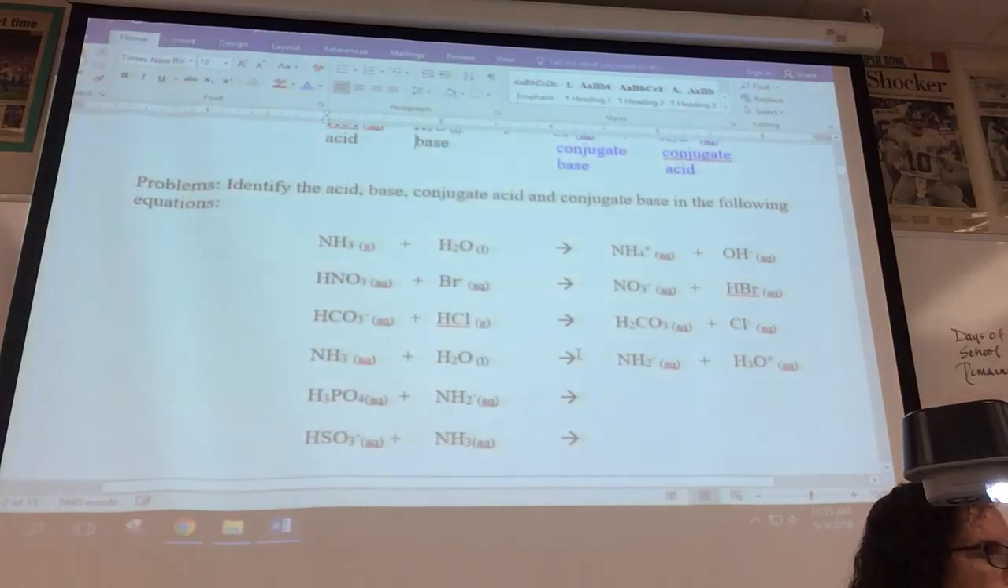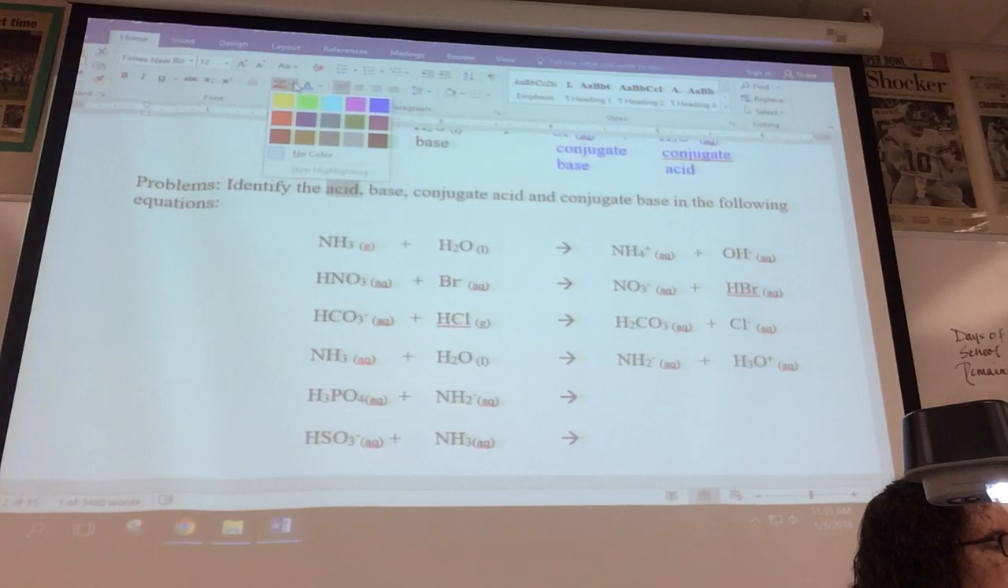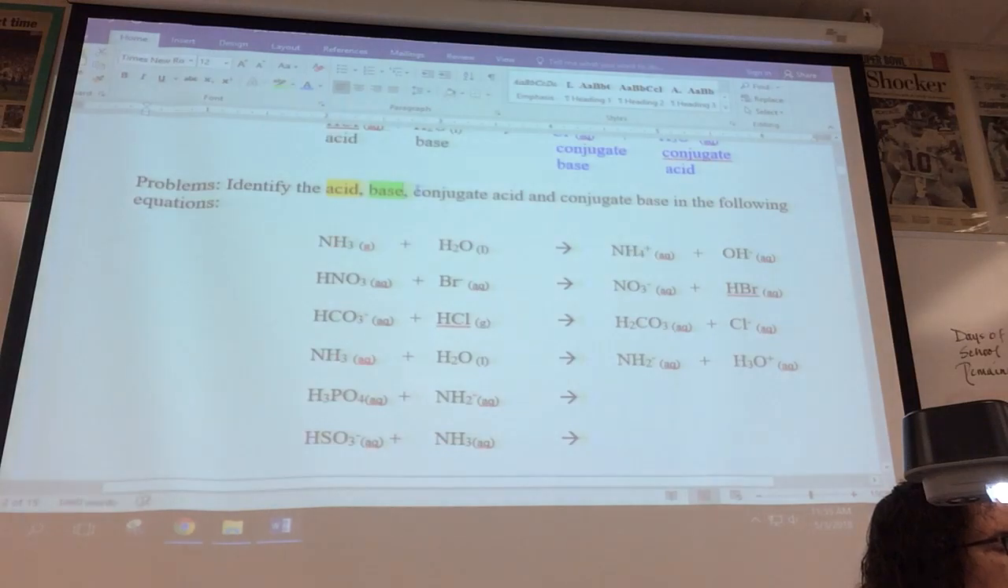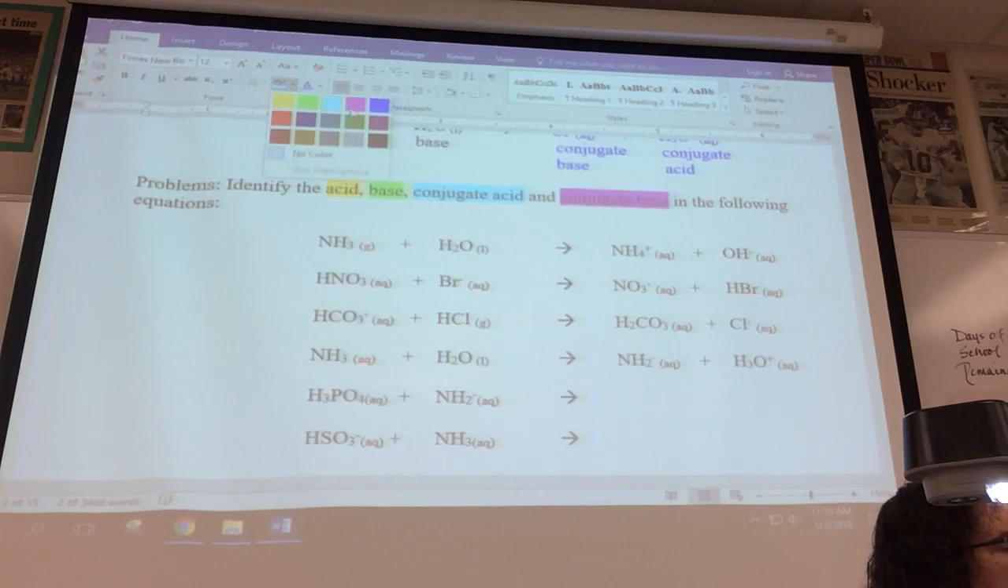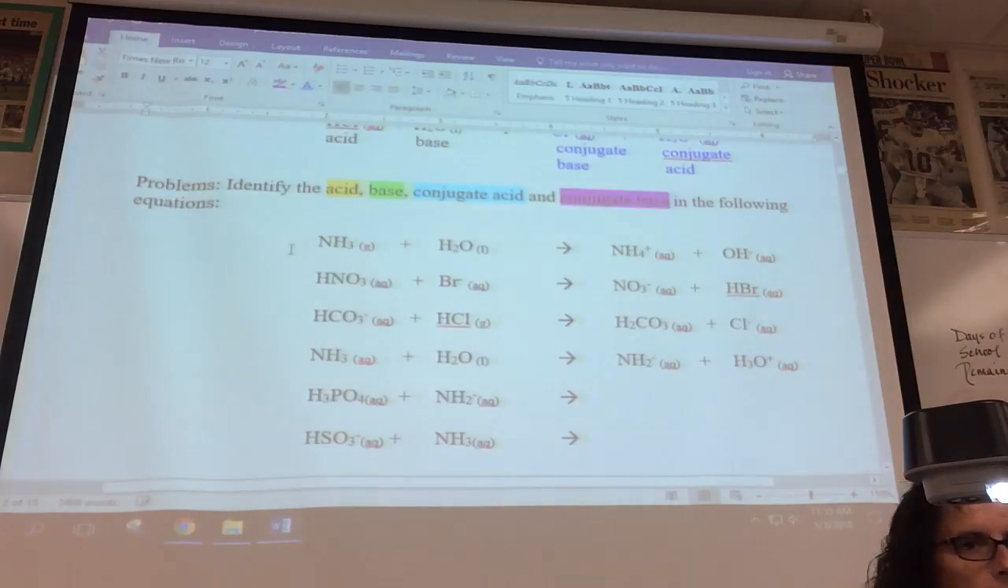So when I work over here, let's do some type of color scheme. We'll make acid yellow, bases green, conjugate acid blue, conjugate base pink. Sound good? Can you see that? All right, here we go.